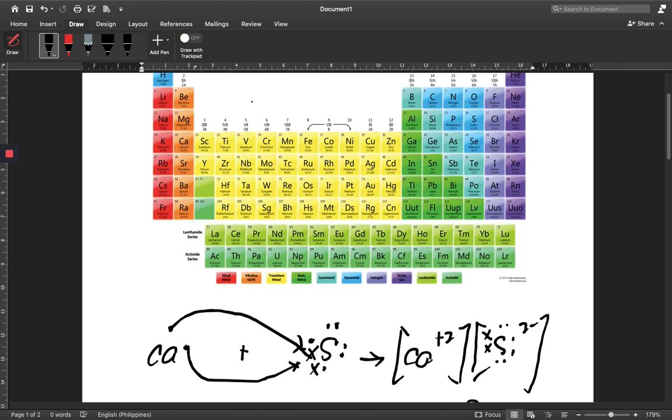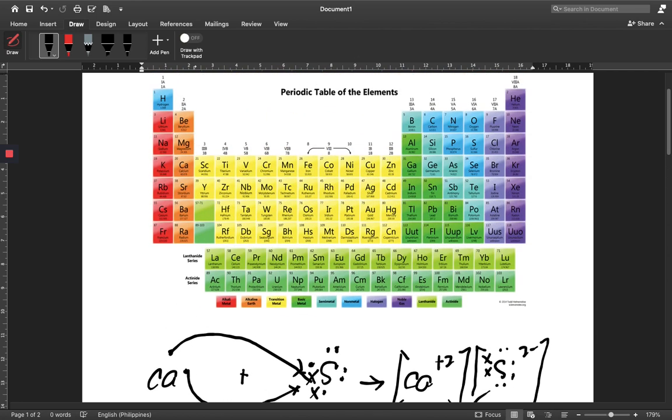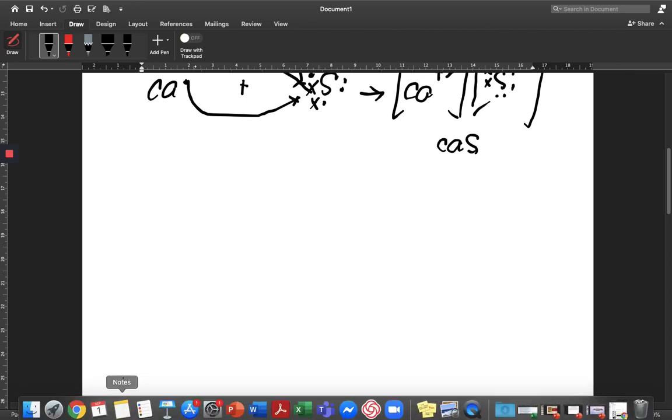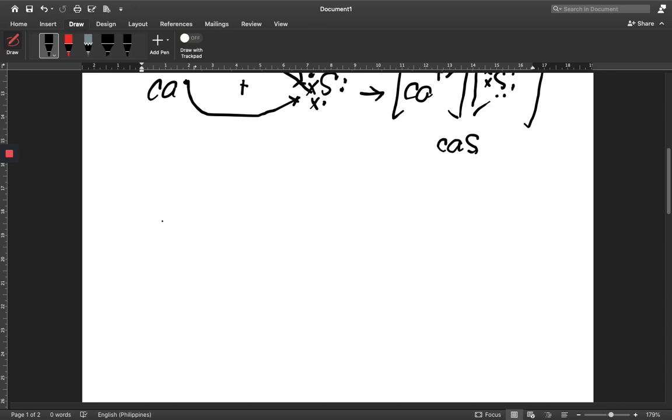Now, what if we have, let's say, aluminum and oxygen, Al and O. What compound can we get by letting aluminum react with oxygen? If you've noticed, aluminum belongs to group 3A, so there are 3 valence electrons for aluminum, and oxygen belongs to group 6A, so there are 6 valence electrons for oxygen. So we start by writing one atom of aluminum. This is Al, having 3 valence electrons, 1, 2, 3. And then we also have oxygen, 1, 2, 3, 4, 5, and then 6.